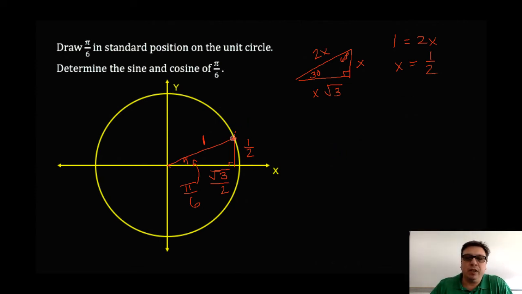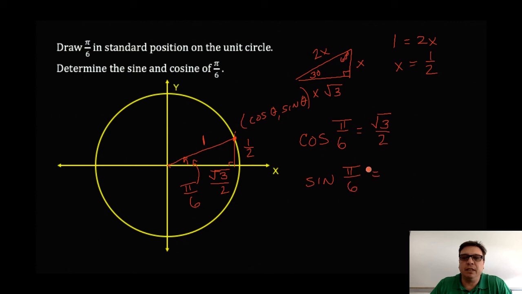Now we know that this point location is cosine theta, sine theta. So that means that my x part is cosine. So then cosine of pi divided by 6 is equal to square root of 3 divided by 2. Then we know sine of pi divided by 6 is equal to this side length, which is 1/2.